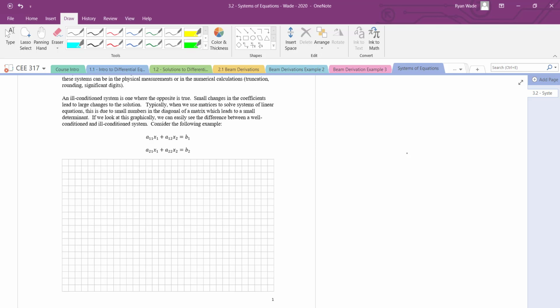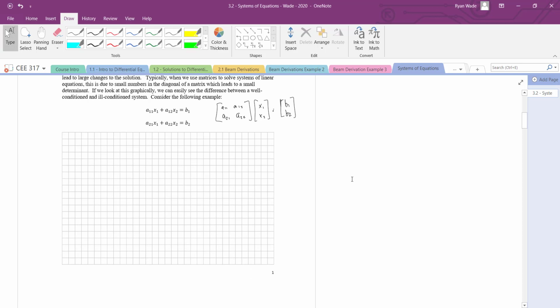I'll show you what that means graphically. If we look at these two equations, which you can write in matrix form: A11, A12, A21, A22, times X1, X2, equals B1, B2. That's our matrix form. That's why it's a system of equations, and that's how we can use it to solve.